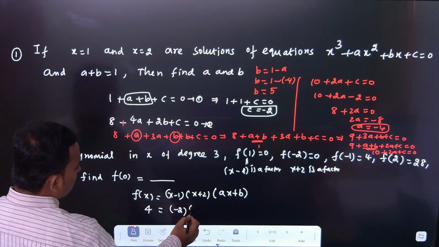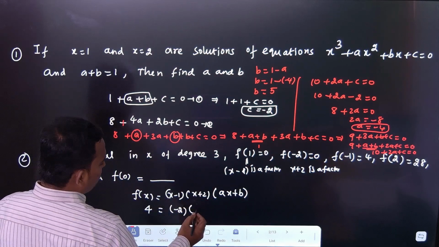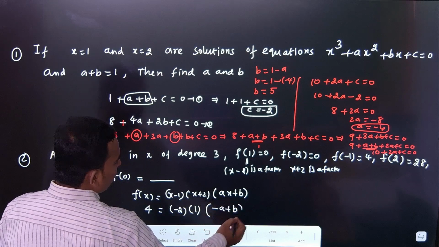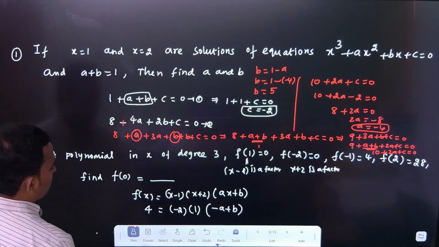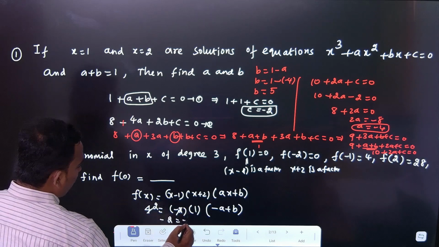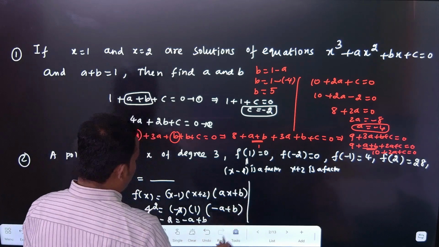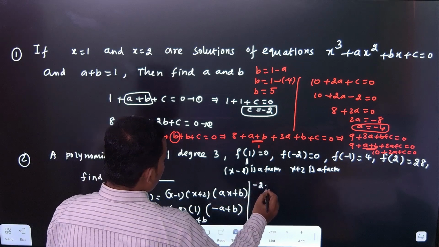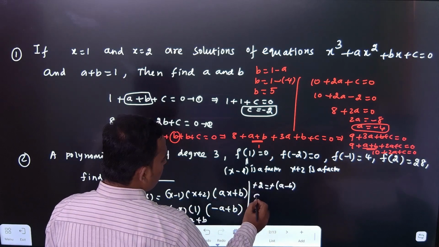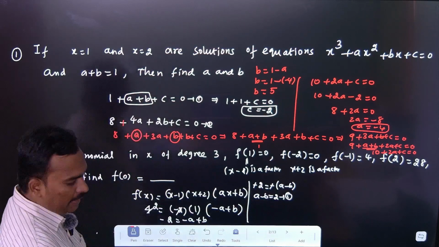So 1 plus, minus 2 minus 1 plus 2 is what? Plus 1, and minus a plus b, right? So if you cancel it, 1 times here 2 times, minus 2 is equal to minus a plus b. So it is the same as minus 2 is equal to minus, if you take common, a minus b. So minus minus cancel, a minus b is equal to 2. This is the first one. Okay.